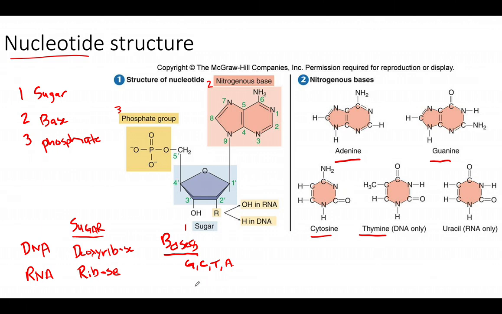For the bases in the nucleotides to build RNA, three of them are the same. There can be guanine, cytosine, and adenine, but there is no thymine base for RNA. Instead, there's a different one called uracil. So thymine is in DNA only, and uracil is in RNA only. Those are the really important differences of the nucleotides that can build DNA or RNA.